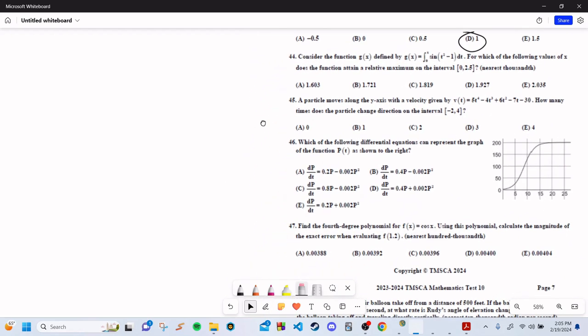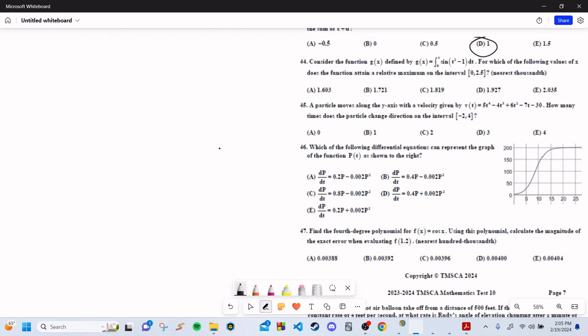All right, so problem 44. Consider the function g of x defined as being equal to this integral with this variable upper bound x for this equation. Which of the following values of x does the function maintain a relative maximum on the interval from 0 to 2.5? Okay, so this is actually not too bad.